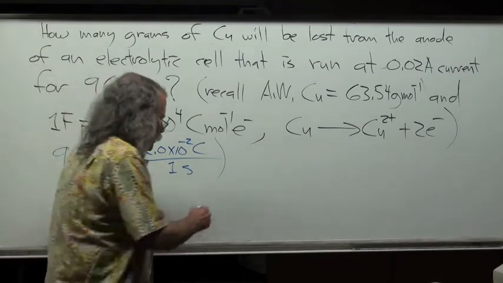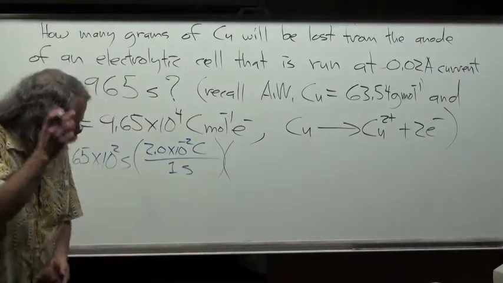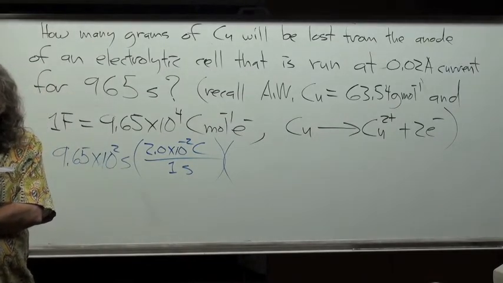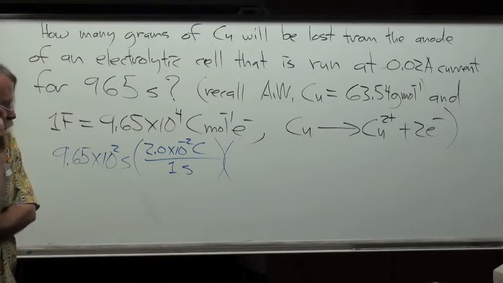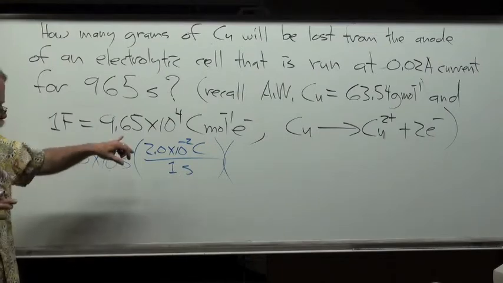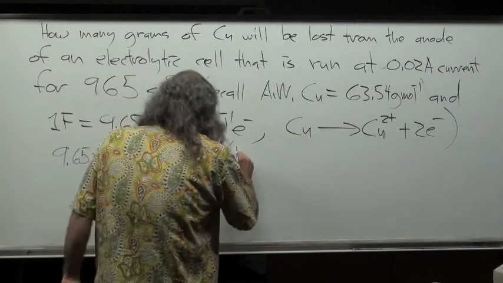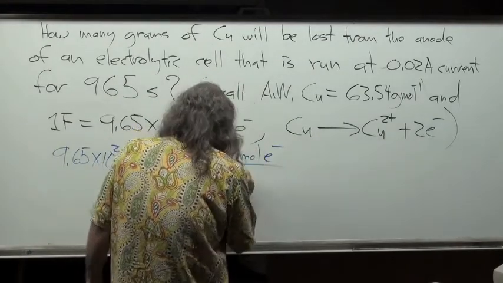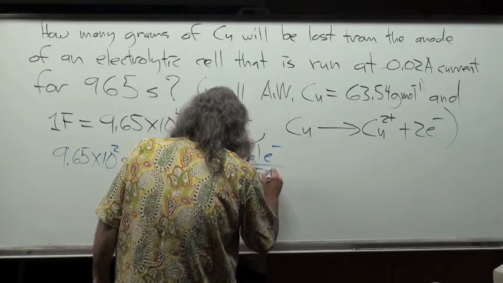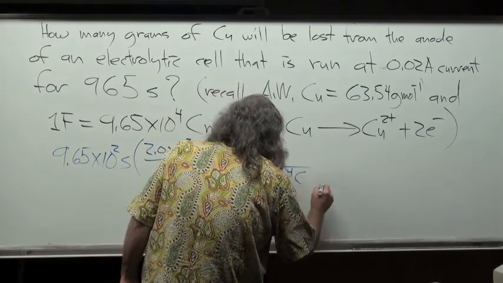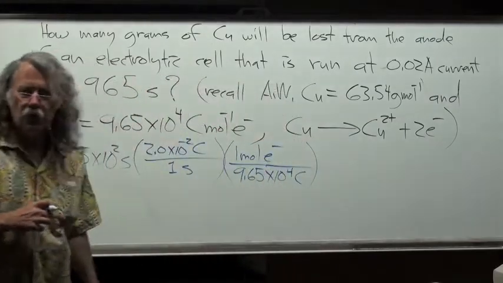Okay, and now I go from coulombs to what? Moles of electrons. And what do I use? Faraday. Okay, 1 Faraday, which is 1 mole of electrons for every 9.65 times 10 to the 4th coulombs. So that's the charge on a mole of electrons.